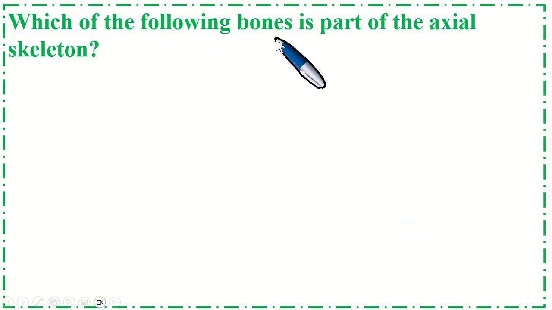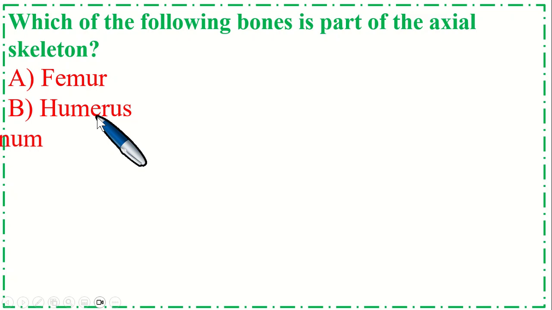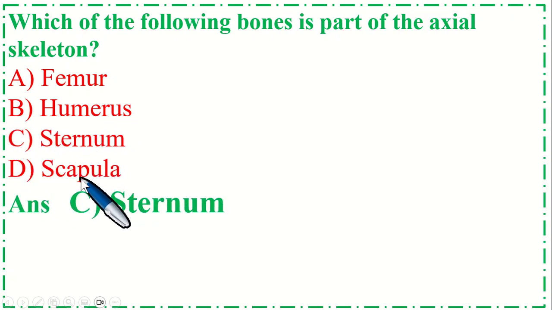Which of the following bones is part of the axial skeleton? Option A, femur, B, humerus, C, sternum, and option D, scapula. So the correct option is C, sternum.